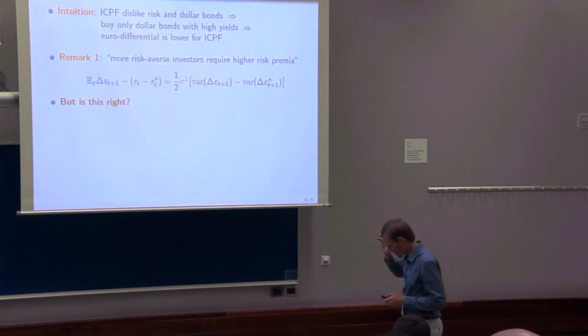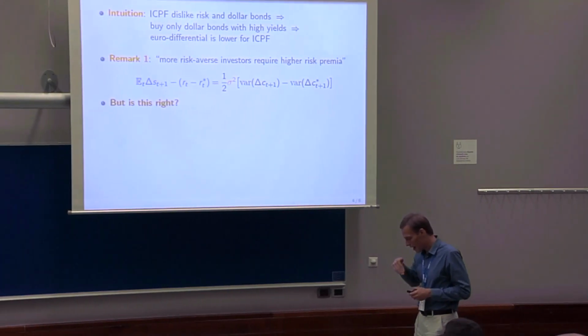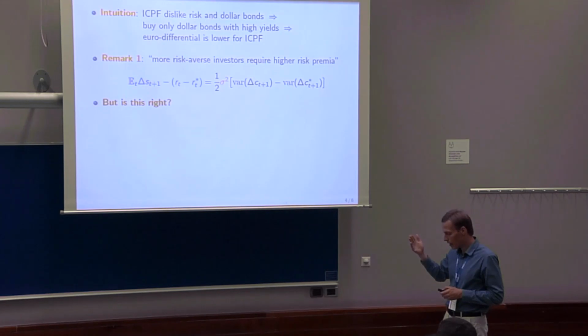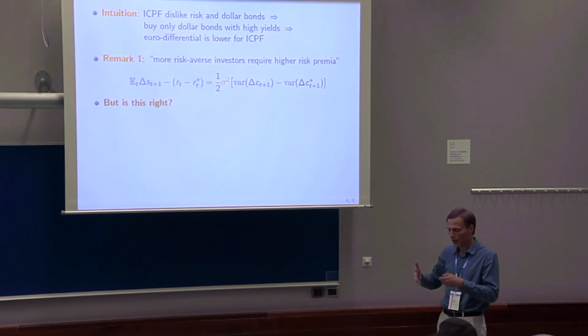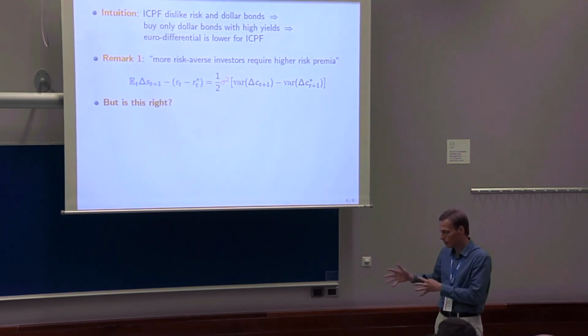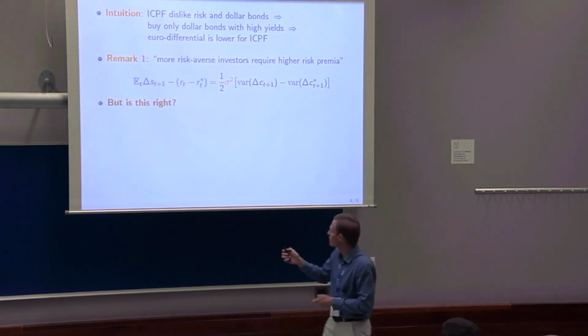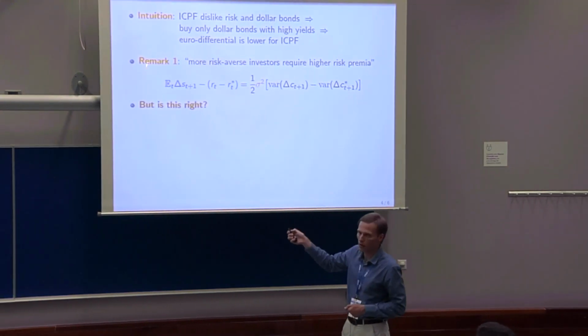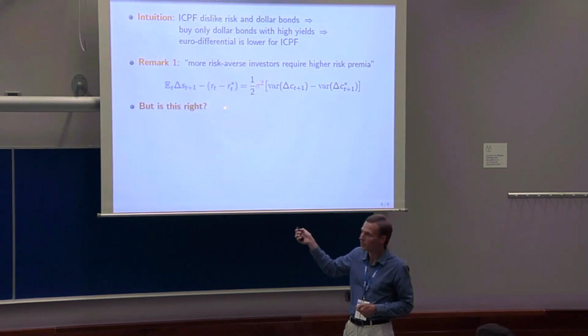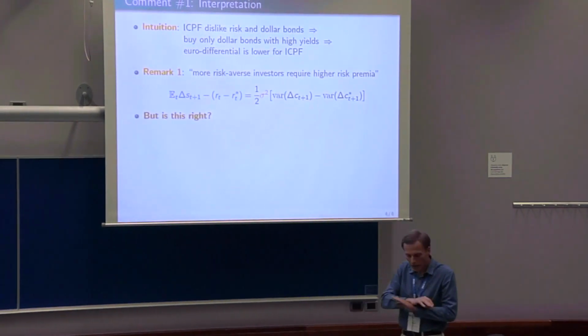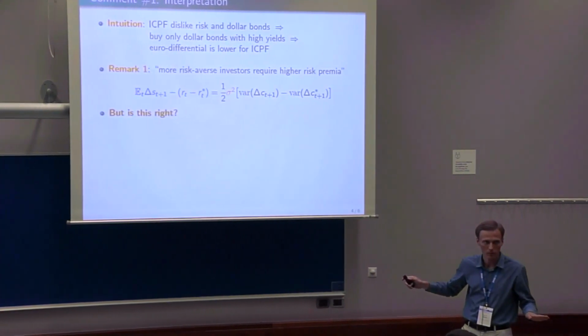So, at first I thought it's super intuitive, right? But on the other hand, if you take literally their model where there are only two assets, one euro bond and one dollar bond, then clearly this thing is just the same for everyone, right? This is just the difference in returns, the difference in two prices. So clearly it should be equalized across all agents in the economy, right?